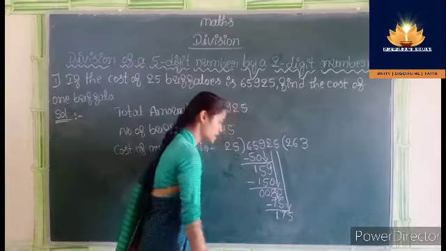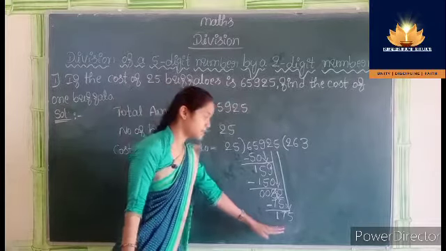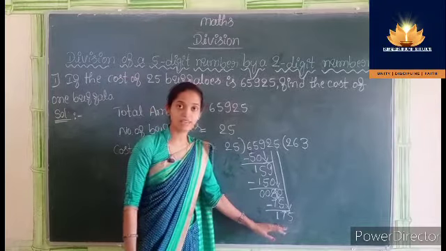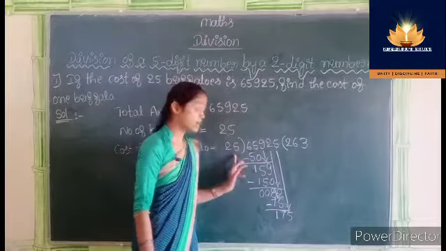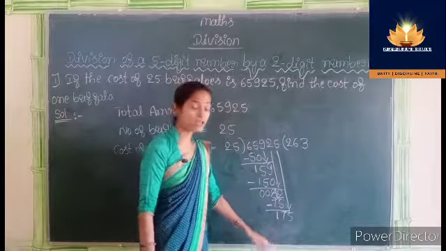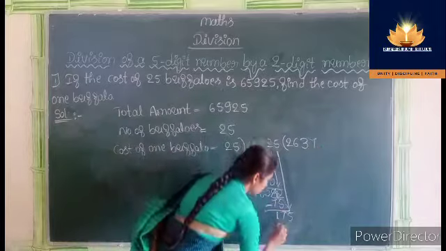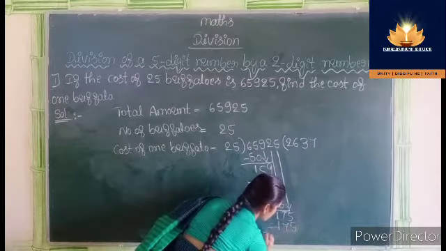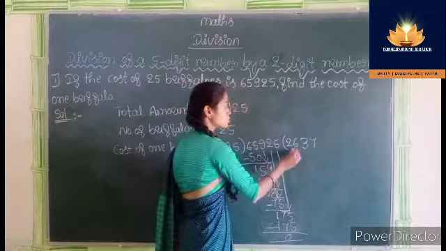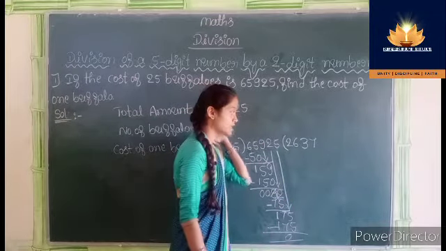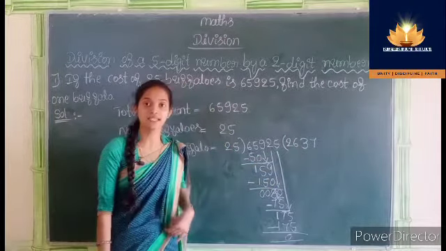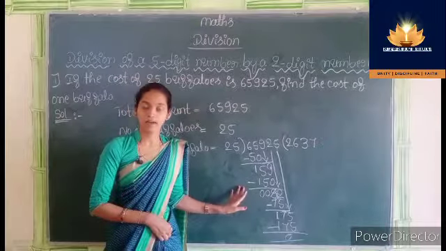Find out which number is less than or equal to this 175 in the table of 25. This 175 is exactly divisible by this 25 on 7. 25 sevens are 175. So 175 minus 175, that is 0. Here we get 2,637 as a quotient. The cost of one buffalo, that is 2,637.